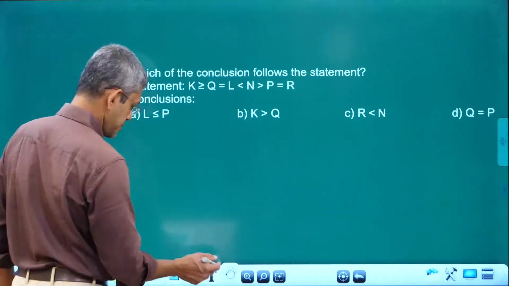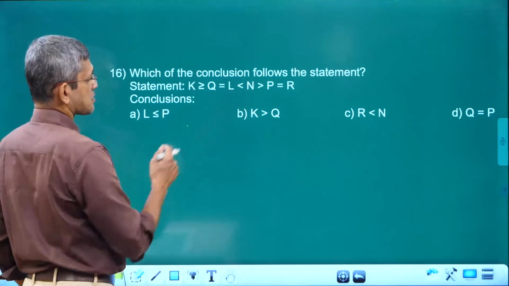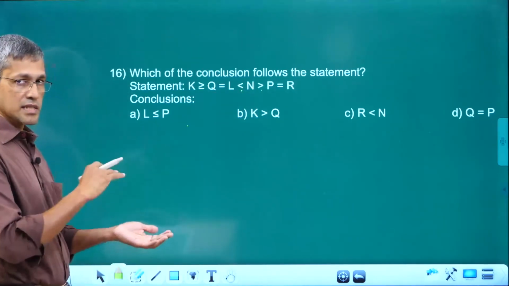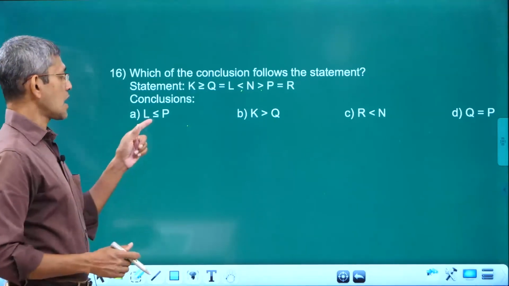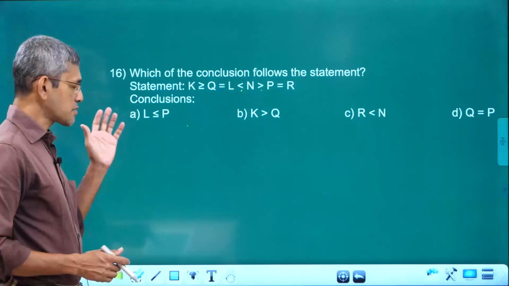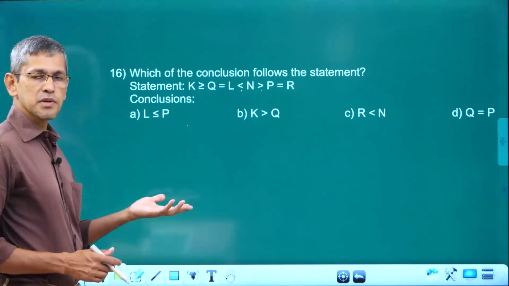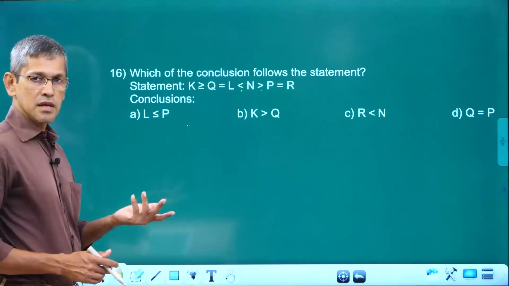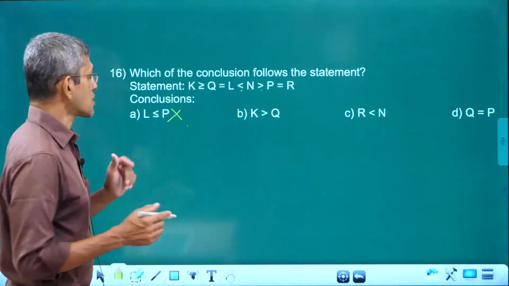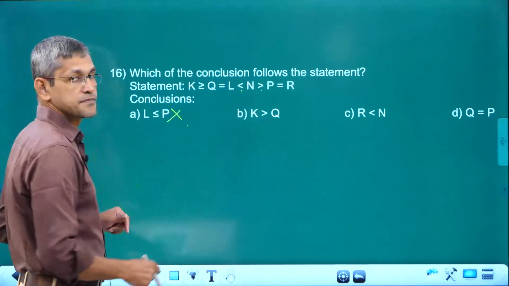L less than or equal to P. Well, L is always less than P. No, actually between L and P we have contradictory symbols, less than and greater than. So L always less than P, we cannot really verify it because L could be less than P, it could be equal to P, L could be more than P. So first one doesn't follow. The reason for that, contradictory symbols between L and P.